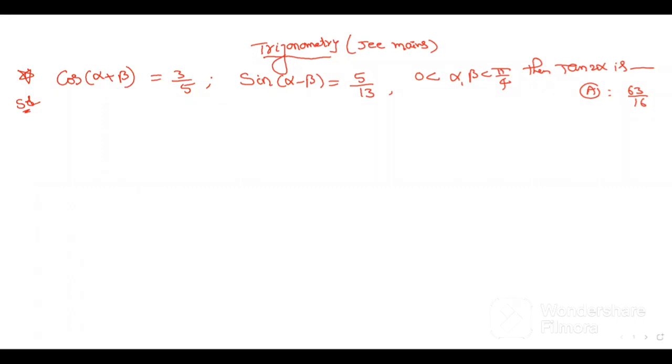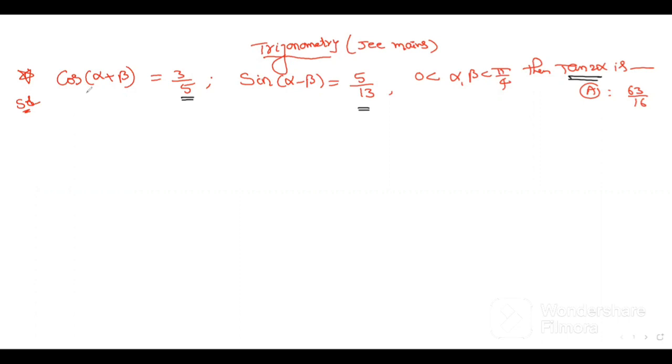Okay, next question. Cos(alpha plus beta) is equal to 3 by 5, sin(alpha minus beta) is equal to 5 by 13. Then find out tan 2 alpha, where alpha and beta lie between 0 to pi by 4.